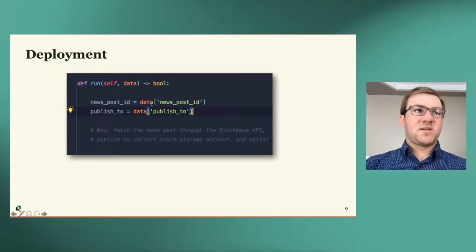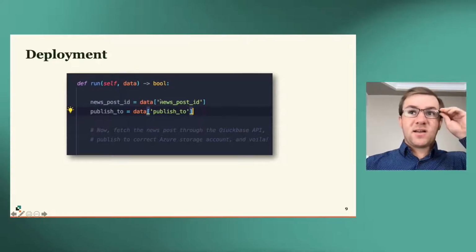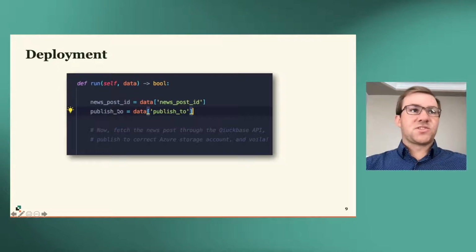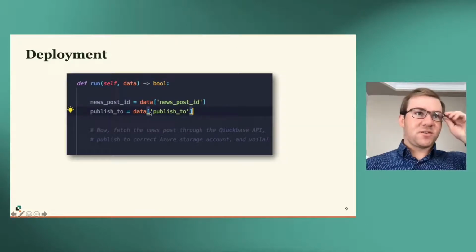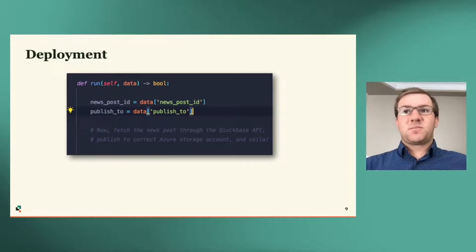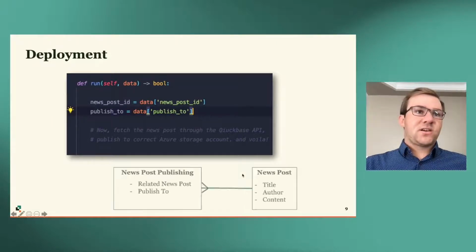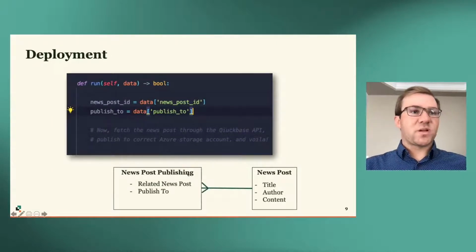This would be like the ZPD attends Empower, the ID to that record. And it also takes that publish to, which is whether we want to publish to the dev site or the realzpdsolutions.com site. If you notice what we did modeling this in Quickbase, all we did was create a table with fields for each of the parameters that we wanted to collect. So a news post publishing record just captures the parameters for this function.